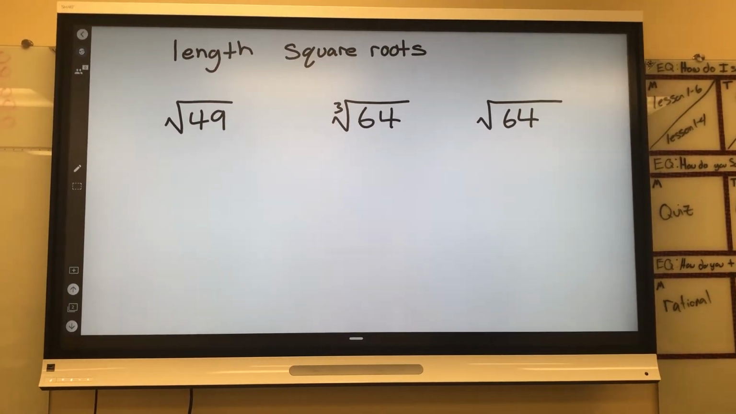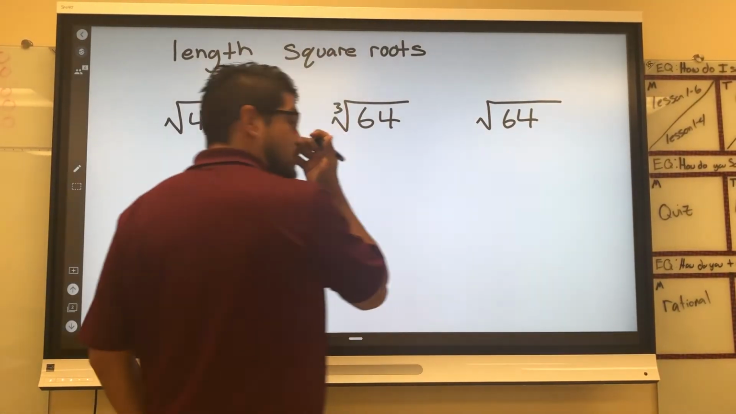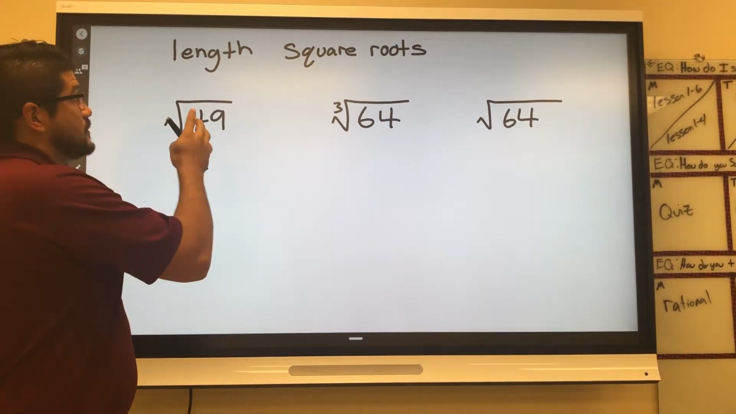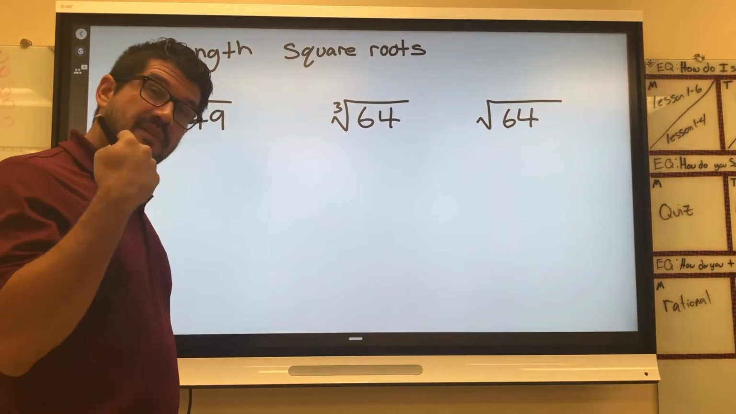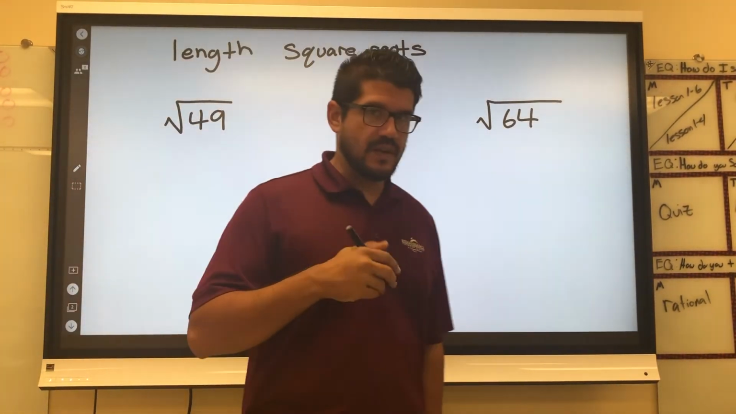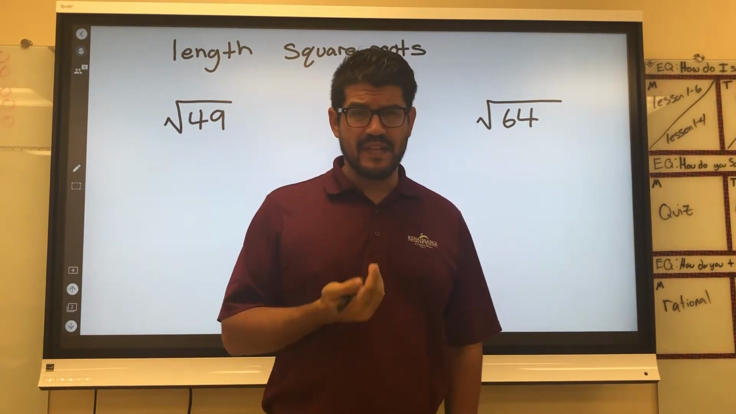All right. I'm going to be talking about square roots and cube roots, also called radicals. These are radicals when you're dealing with lengths. When you're dealing with lengths, the answers can only be positive, okay? Because distance can't be negative.